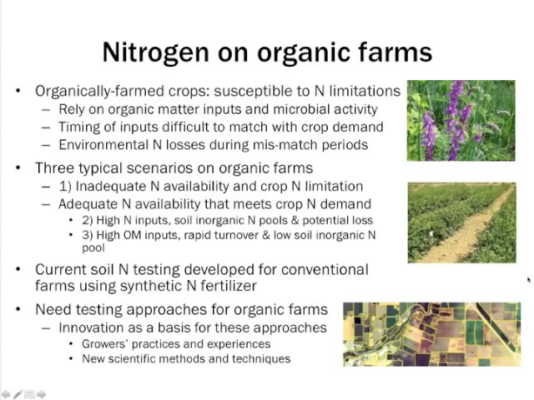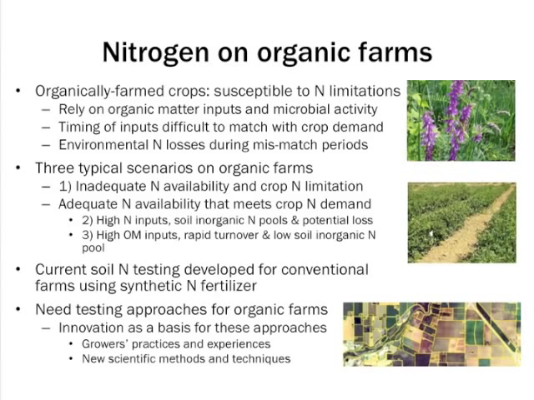The premise of this project was something that we all know quite well, and that's that organically farmed crops are quite susceptible to nitrogen limitations. One reason is that we rely on organic matter inputs and microbial activity rather than synthetic fertilizers. Because of this, it's difficult to match the timing of crop demand with the release of soil nitrogen. There's also another problem, and that's that environmental N losses can occur during mismatch periods, say right after a cover crop is incorporated and no crop roots are present.